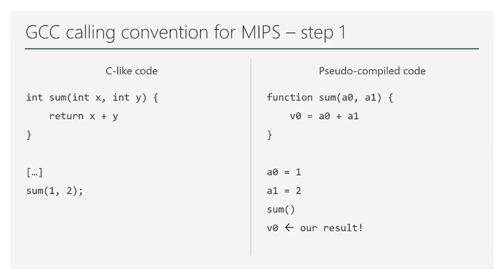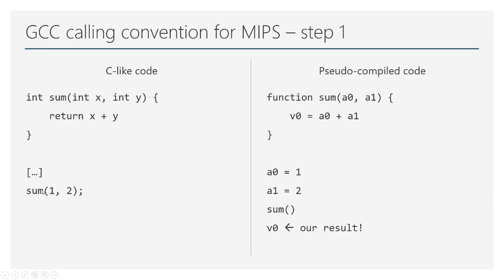So I will show you how GCC, the C compiler, converts a function written in C code to MIPS assembly. So we are going to understand more or less how we can read the disassembled code. We have just a simple function that sums two integer numbers, x and y, and returns the result. And below we are calling that function.